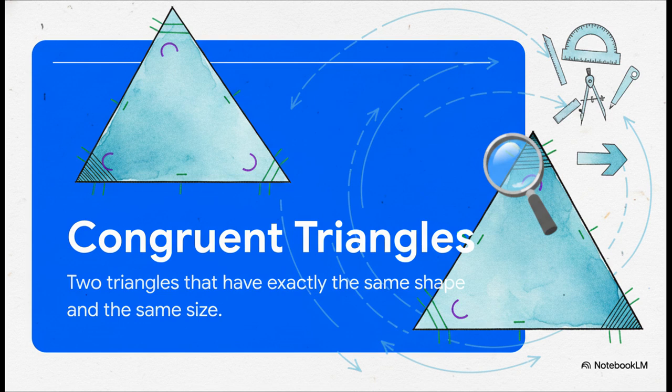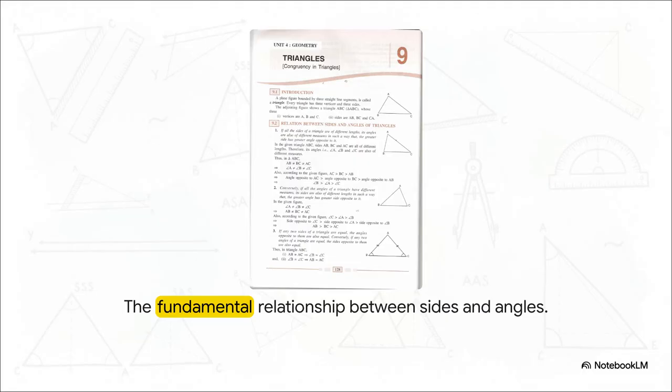When we say 2 triangles are congruent, it just means they have exactly the same shape, so matching angles, and exactly the same size, meaning matching sides. But measuring all 6 of those things manually, that is definitely the hard way. We want the shortcuts. And this brings us to our first set of clues.